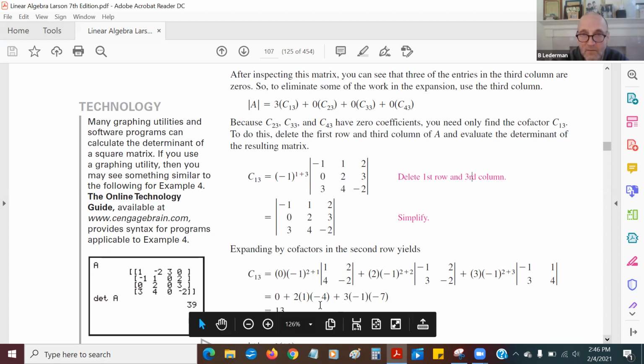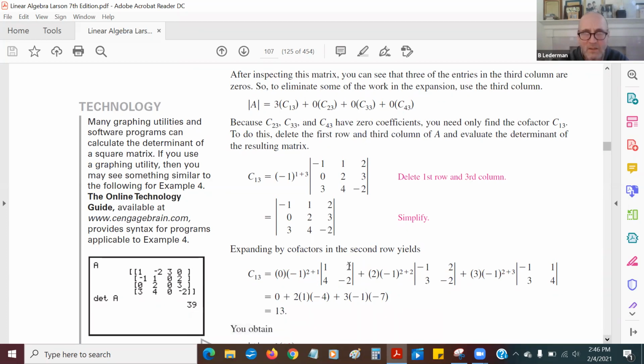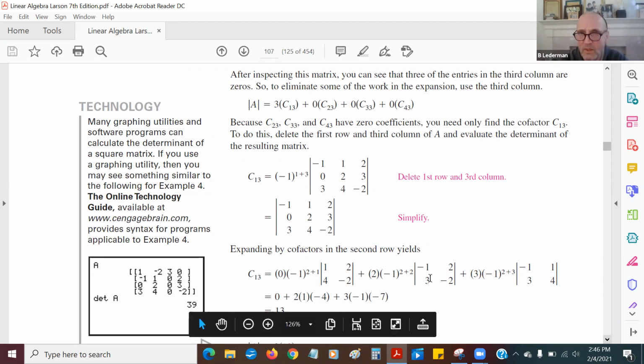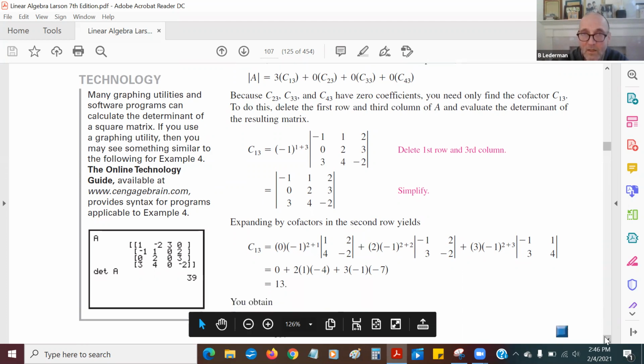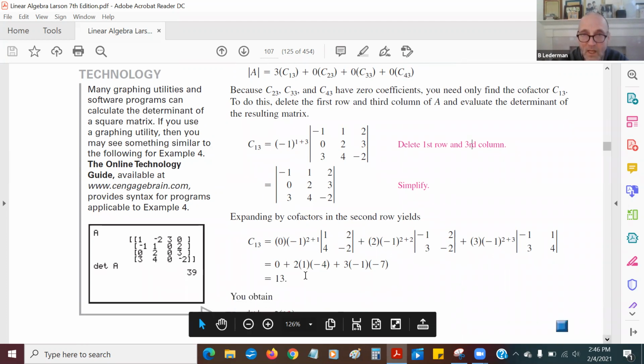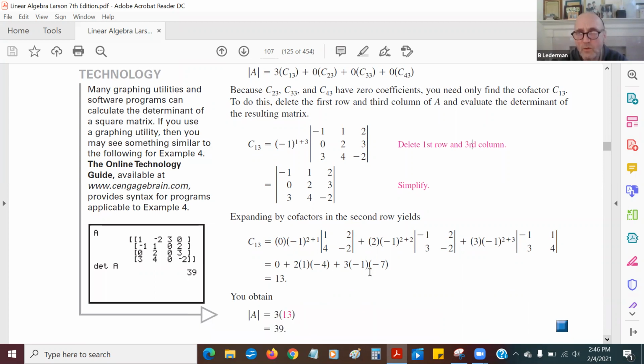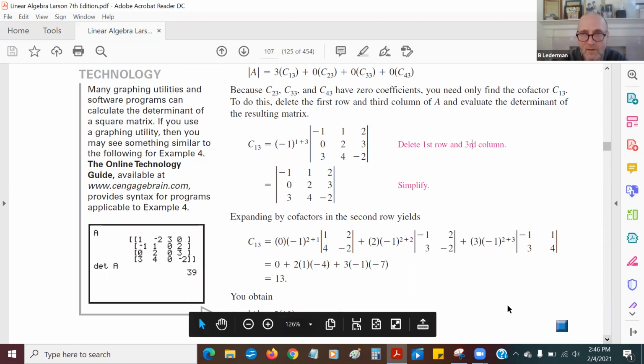And why is that negative 4? Because it's positive 2 minus 6, which comes out to negative 4. And this one is negative 4 minus 3, which comes out to negative 7. And then that's negative 8 plus positive 21, which comes out to 13.